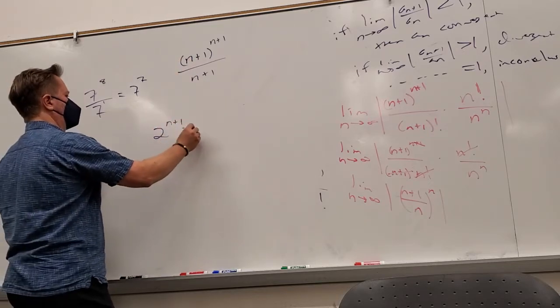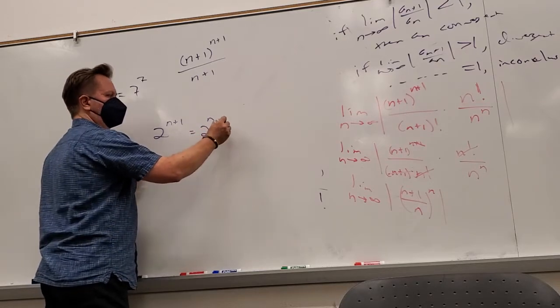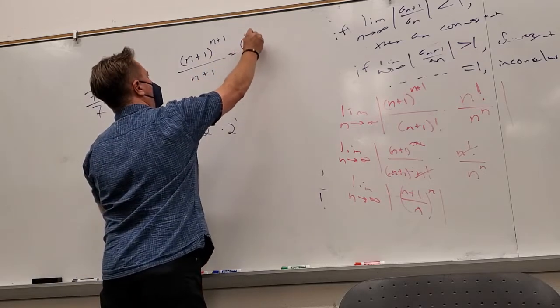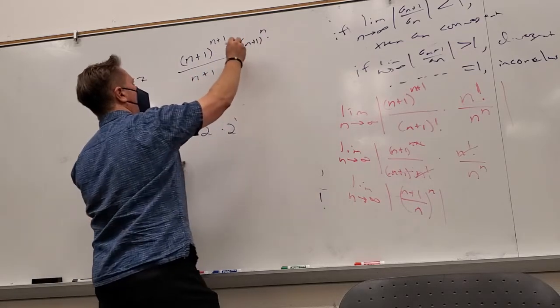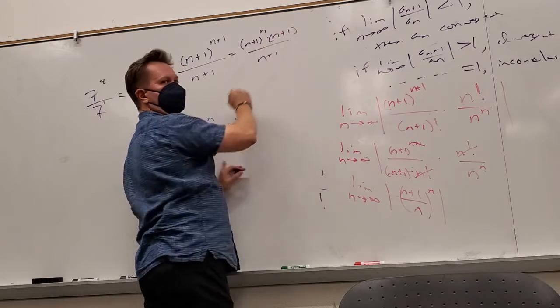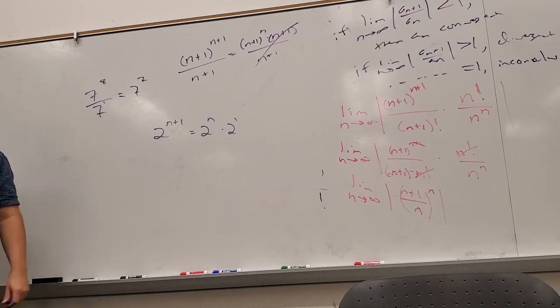So remember, what is 2 to the n plus 1? Can't I write that as 2 to the n times 2 to the 1? Yeah. So this is (n+1) to the n times (n+1), yes? So then, die. Maybe this is not the best example to start with, it's kind of gross. But too bad, we did.